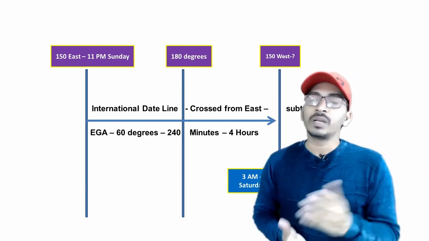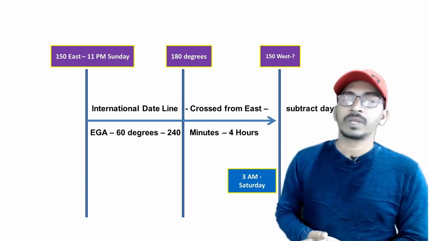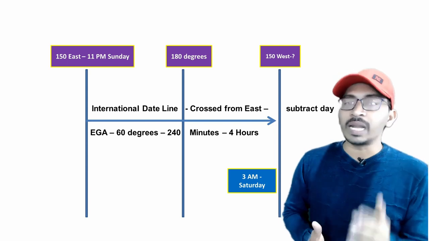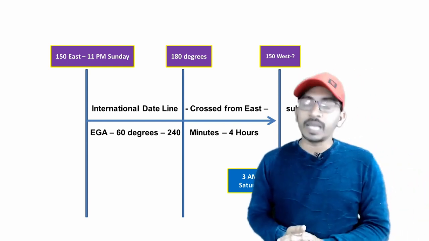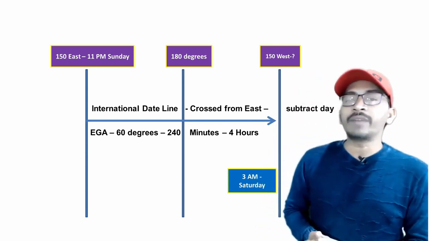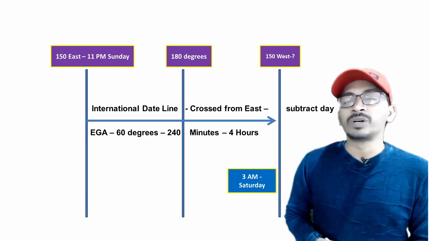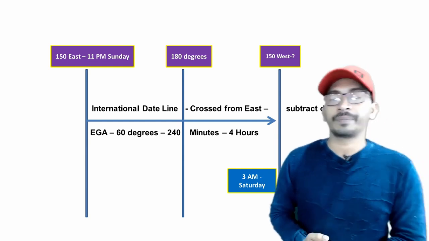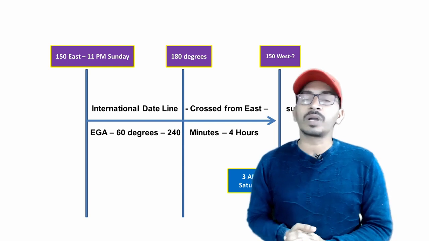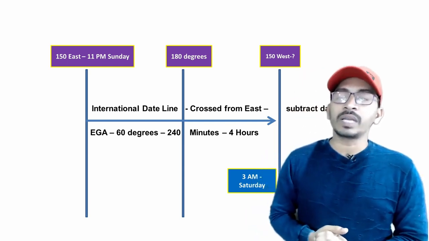The date we have to change, and the date is Saturday. So if it is 11 p.m. Sunday at 150 degrees east longitude, the time at 150 degrees west longitude will be 3 a.m. Saturday. In this manner, we can use the concept of the international date line for calculating the time.